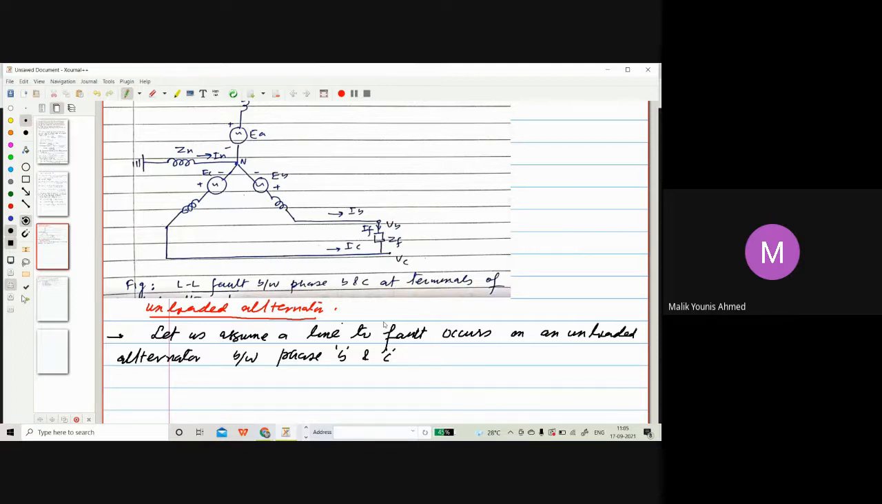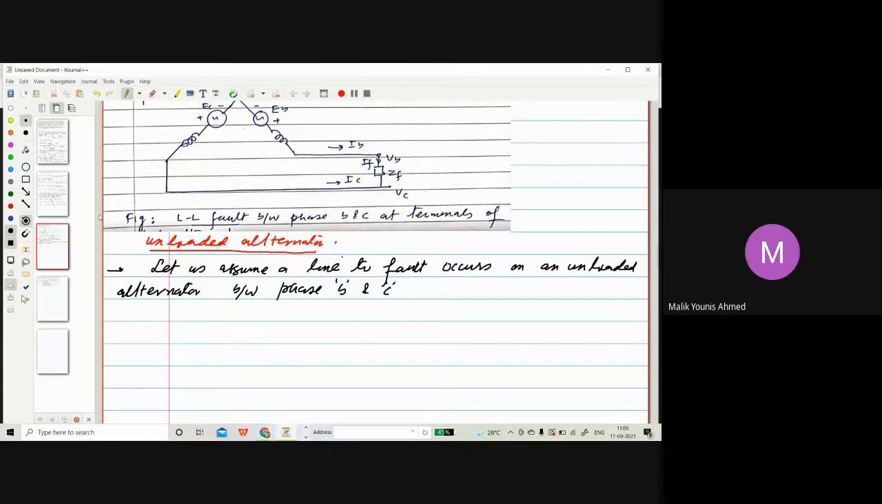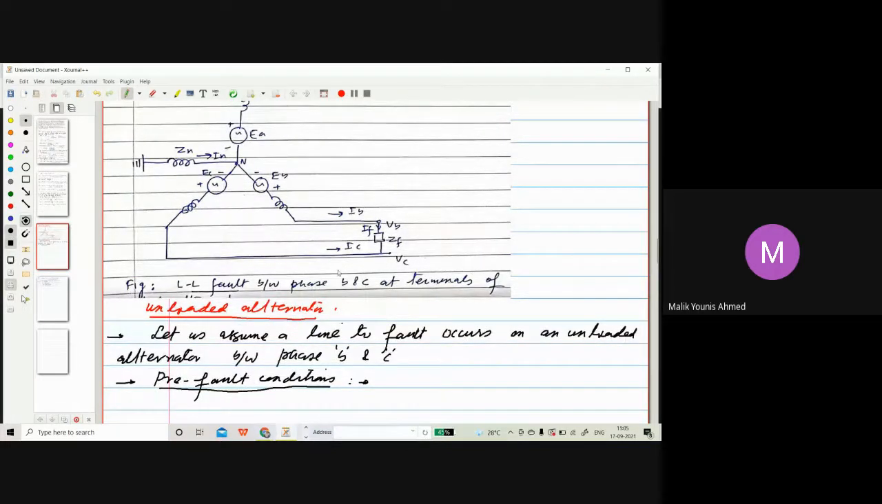So let's write first pre-fault conditions. Moomin, what will be the pre-fault conditions? Sir, the current will be zero in all of these. Very good. Pre-fault conditions will be same because it's an unloaded alternator. So there is no load, so all the currents will be zero. IA will be equal to IB will be equal to IC, and that will be equal to 0 amps.